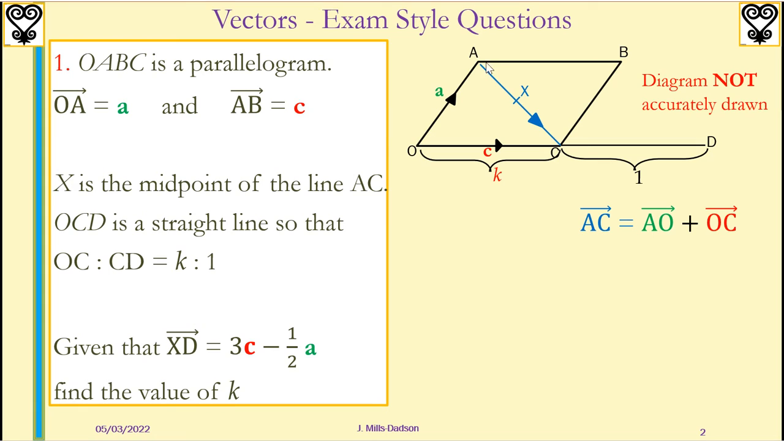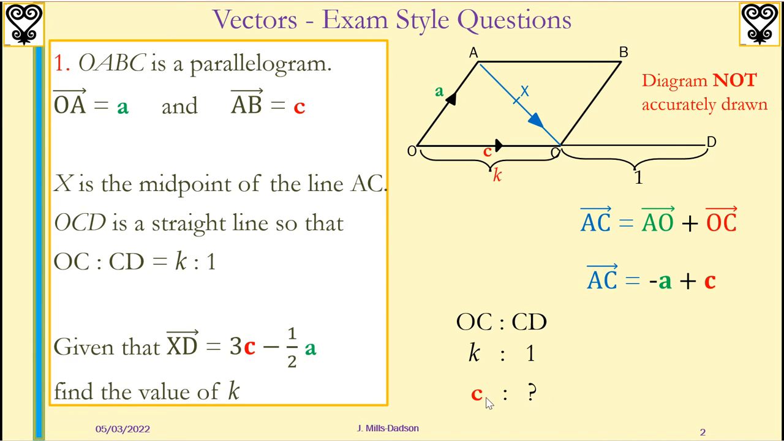Vector AC is vector AO plus vector OC. Vector AO is going against vector A, so it has to be negative A. So it's negative A plus C. Now, before I continue, I just want to work out what will be the component of 1 in terms of C and K. So I set up my ratio, OC and CD. K is to 1. But K represents C, so I put C under K. If C represents K, what will 1 be?